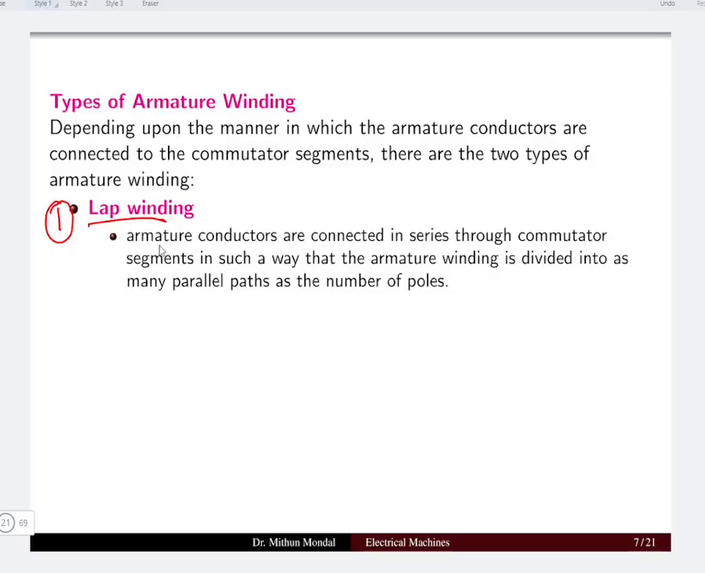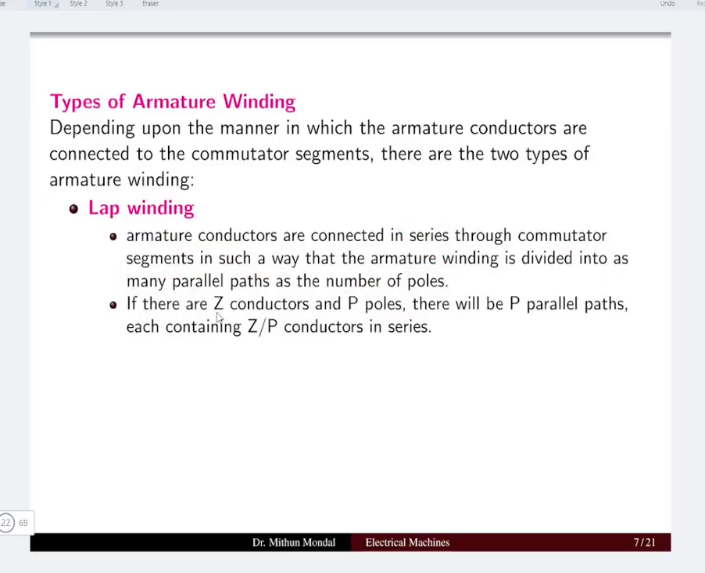Lap winding is a winding in which the armature conductors are connected in series through the commutator segments. So in the commutator segments, these armature windings are present, and they are connected in series in such a way that the armature winding is divided into as many parallel paths as the number of poles. This is the most important thing to be remembered in lap winding: the number of parallel paths in the armature winding is equal to the number of poles present in the machine.